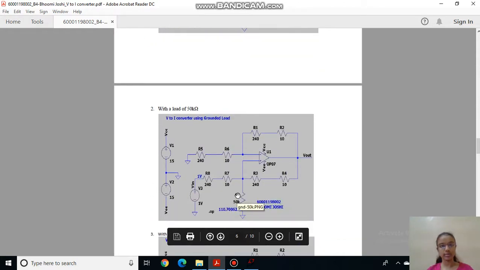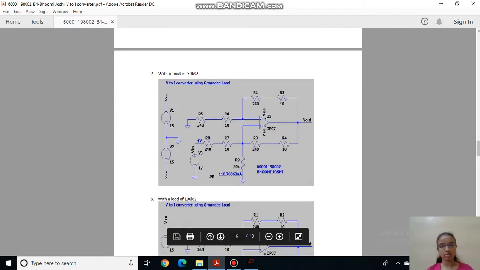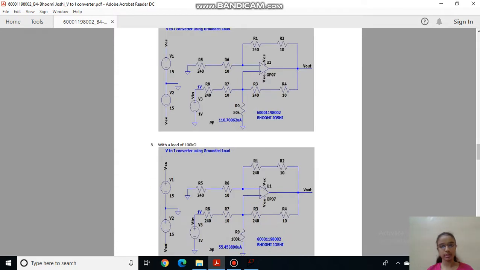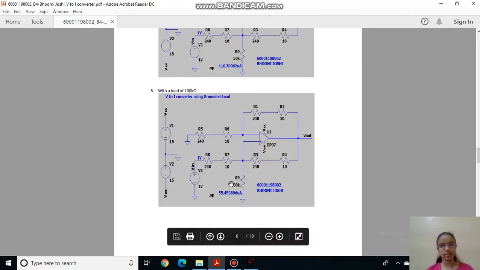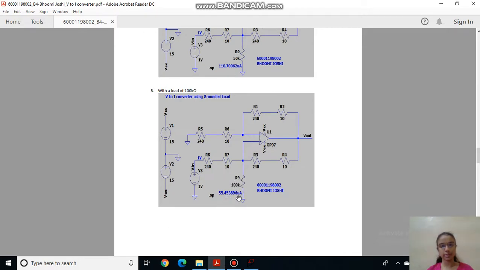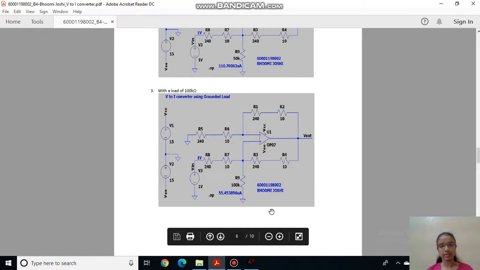Whenever I am applying input voltage of 1 volt, in case of 50 kilo ohm load resistor I am getting 110 microampere current, and whenever I have taken 100 kilo ohm load resistor I am getting 55 microampere current as output.